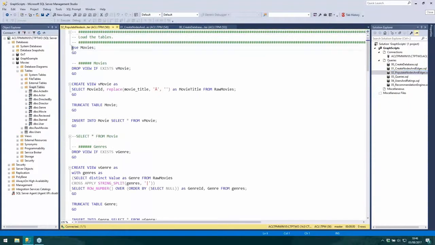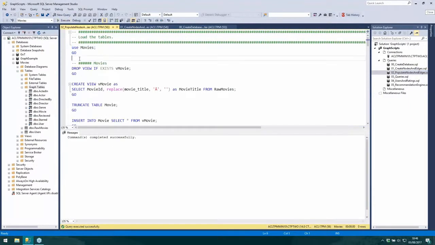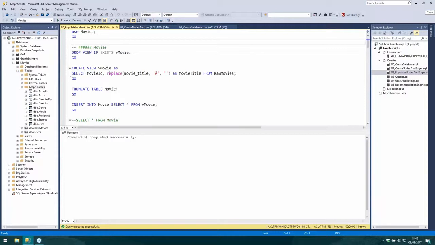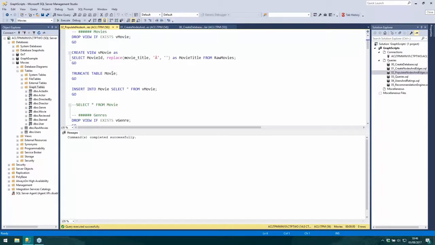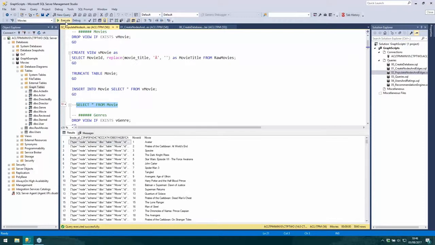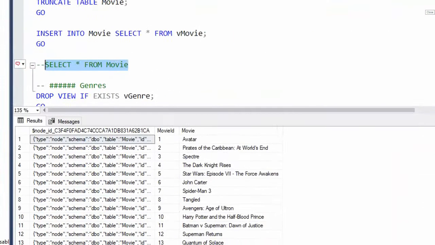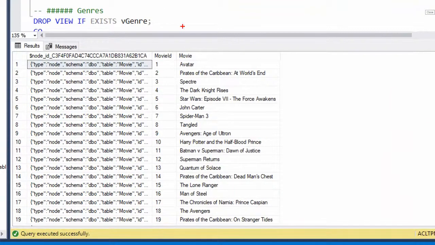Okay. Let's populate some of these tables. What I'm doing is using a bit of syntax, a bit of queries, creating some views essentially to populate these tables. So I'm going to insert the movies into our movie node, and that's inserted 5,000 movies. And now when I execute that query, this is what we have.